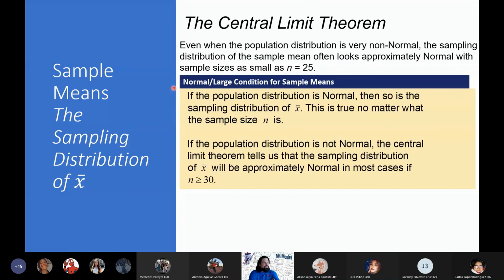If the population distribution is normal, then so is the sampling distribution of x bar. This is true no matter what the sample size n is. If the population distribution is not normal, the central limit theorem tells us that the sampling distribution of x bar will be approximately normal in most cases if n is greater than or equal to 30, meaning our SRS, our sample size, is 30 or more. If we have this condition, then we can use normal approximations for doing calculations for that statistic.